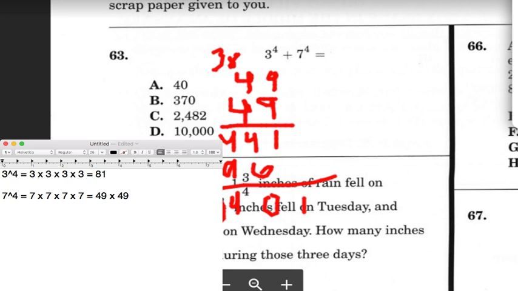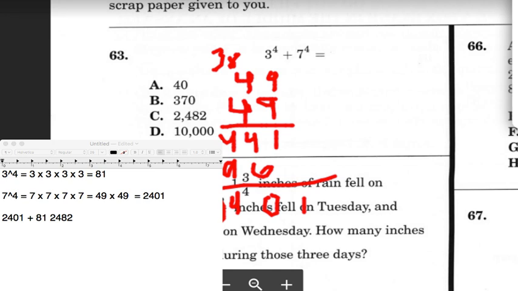So when I come back to this, we're going to have 2401 plus 81 equals 2481. Sorry, 2482. Which, if we come back to the original answers, will be C.